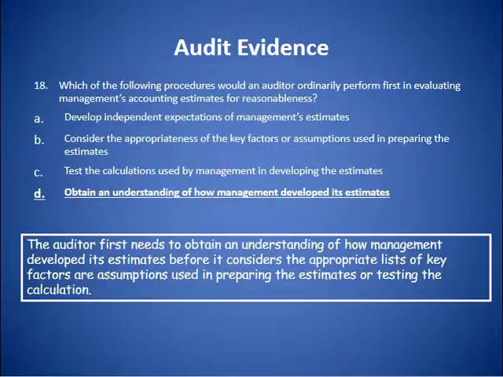Okay, the answer to number 18 is really kind of intuitive. When you're going to actually evaluate management's accounting estimates for reasonableness, the first thing you'd really need to do is, you wouldn't worry about how management is calculating or anything else. You'd want to obtain an understanding of how management developed its estimates. You have to understand the theory, the process, and the procedure, because if the underlying theory behind that process is unsound, you really can't rely on it.